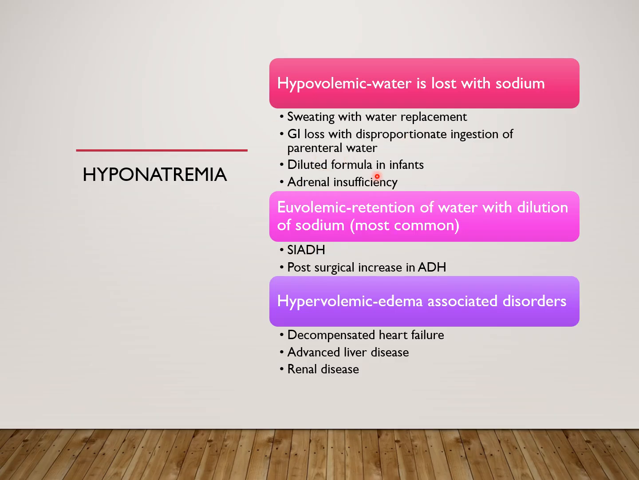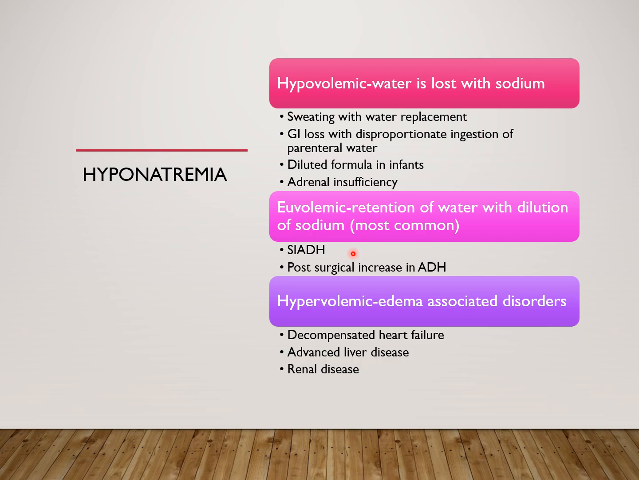We also see this in infants. One of the things we tell new parents is that they should never dilute formula. It should only be mixed at the appropriate amount. And we also don't give tap water to infants. The fluid that they ingest should be either breast milk or formula, because you can cause hyponatremia in these patients really easily by giving diluted formulas. And another common cause of hyponatremia is adrenal insufficiency, where if we don't have aldosterone, we lose a lot of sodium and water.